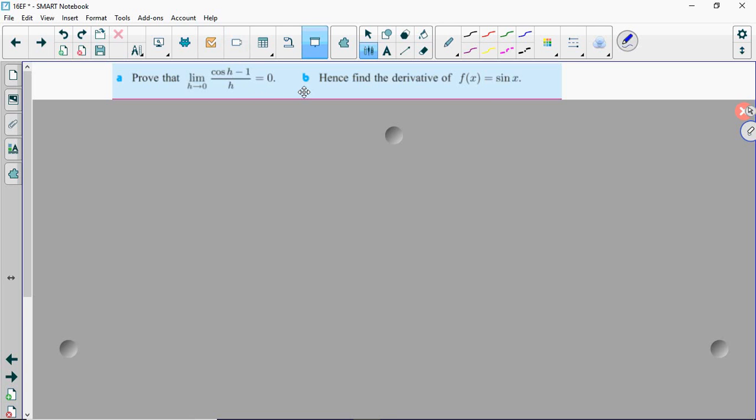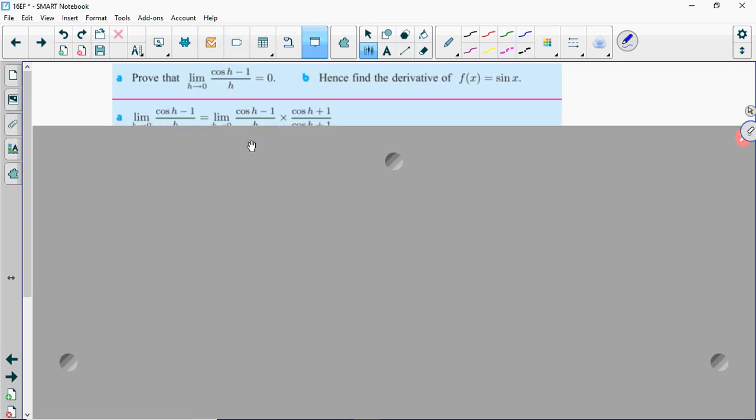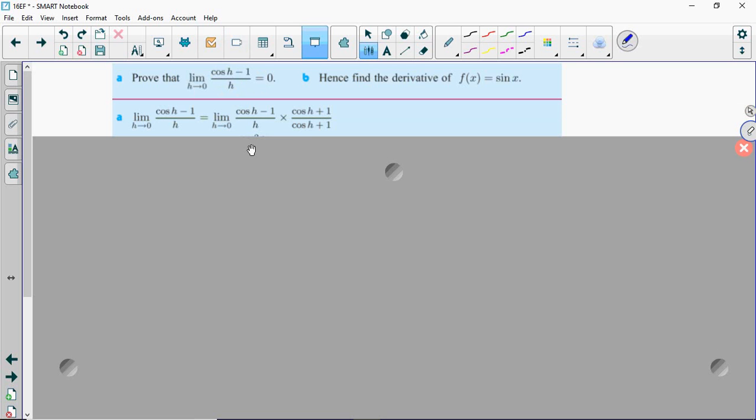So let's do some algebra because, again, when we substitute in h equals 0, here we're going to get 0 divided by 0. So we're going to start off by just being clever. We're multiplying by the conjugate of our numerator in both the numerator and the denominator. This is just a trick that works to handle a lot of complicated limits.